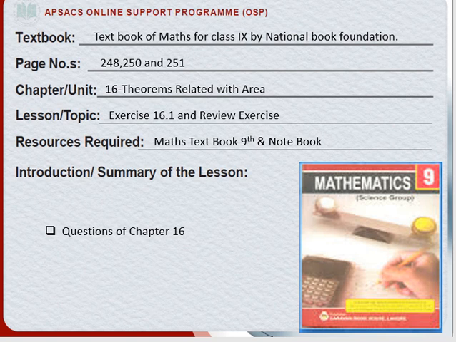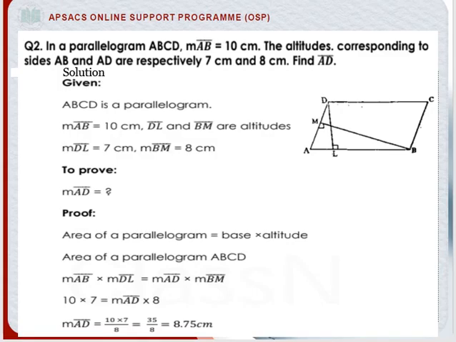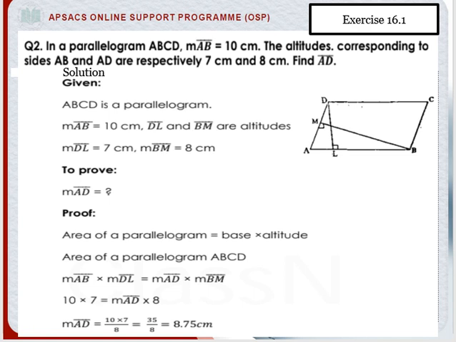Introduction or summary of the lesson. Today we do questions of chapter number 16. Let's start exercise 16.1. Question number 2 of exercise 16.1: in a parallelogram ABCD, measurement AB is equal to 10 cm. The altitudes corresponding to the sides AB and AD are respectively 7 cm and 8 cm. Find AD.